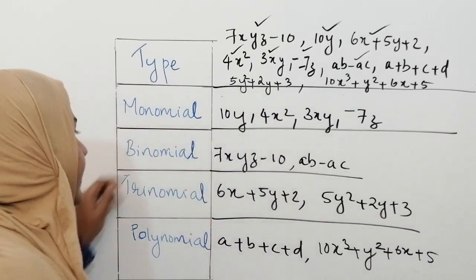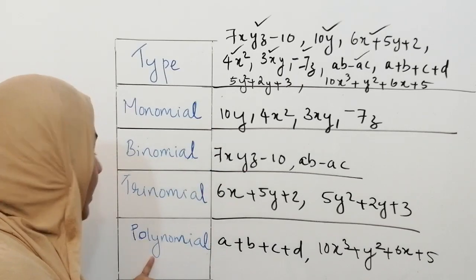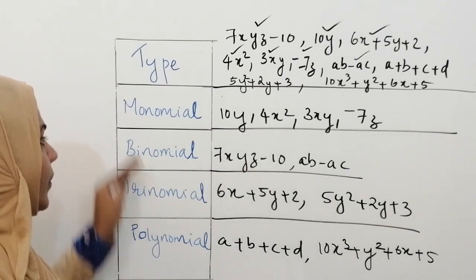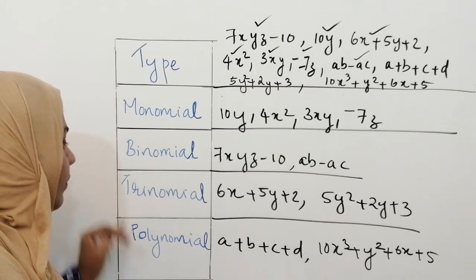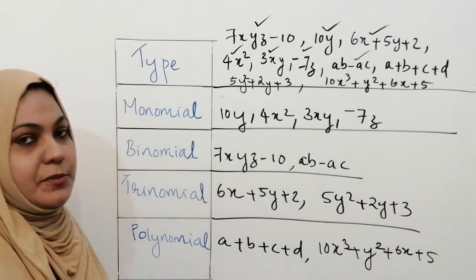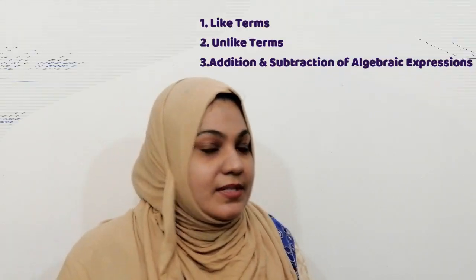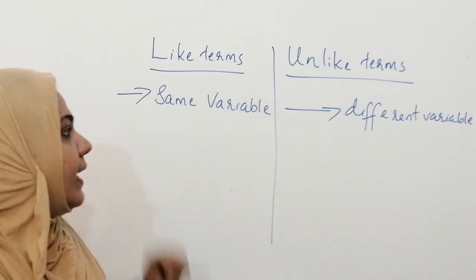I already said that all these expressions, monomial, binomial, trinomial, together we call a polynomial. I hope you understood what is monomial, binomial, trinomial and polynomial. Next it starts with like terms and unlike terms. Here you can see like terms and unlike terms.